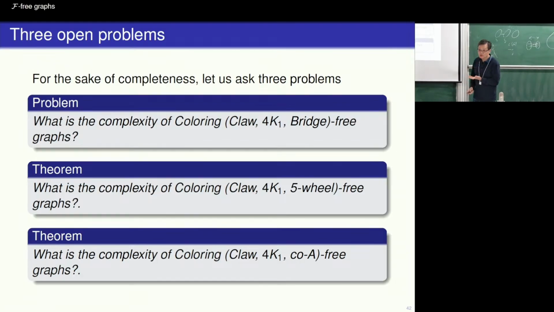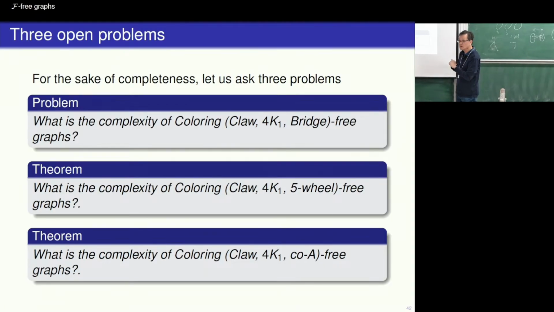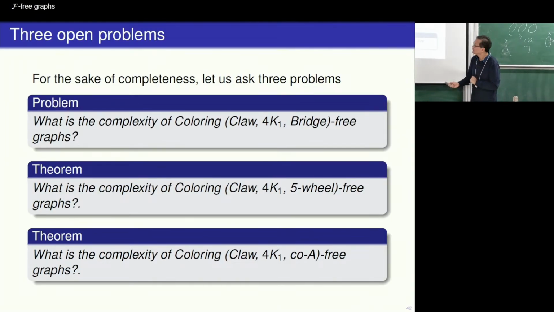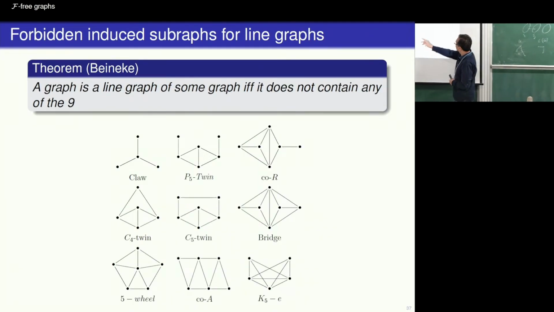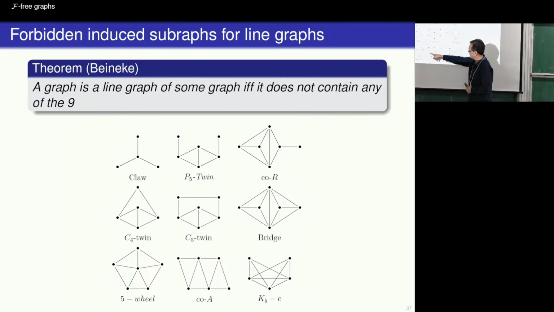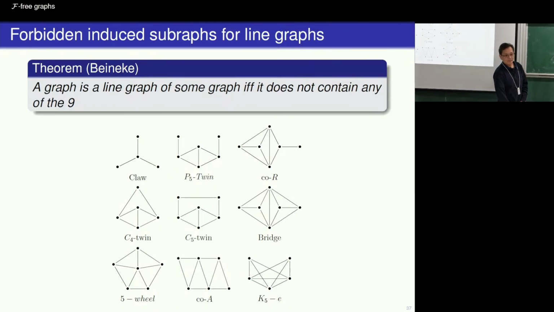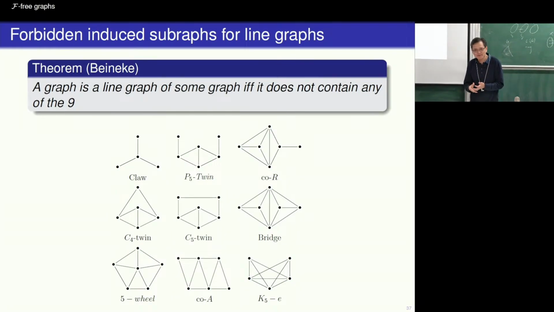So these are the 3 open problems left in the class of claw-free graphs: the bridge graph, the 5-wheel, and the co-A. Co-A, bridge, and 5-wheel. So, of course, when you forbid this graph, you have to justify it, right? Because what is the justification?